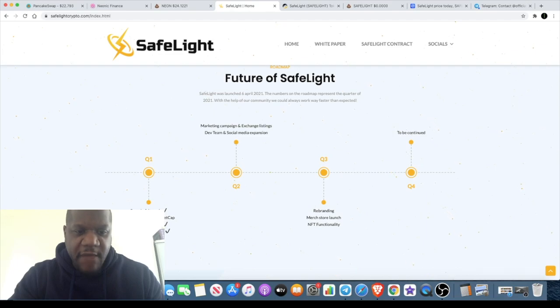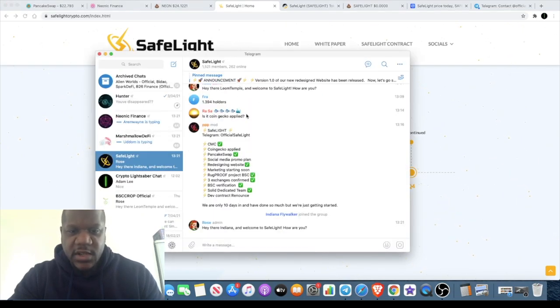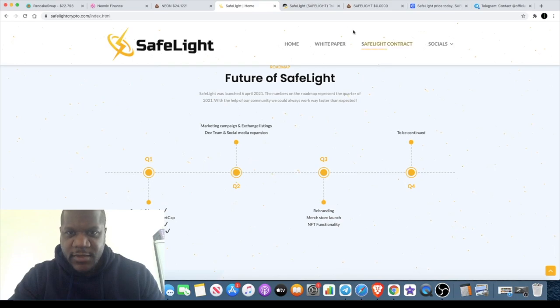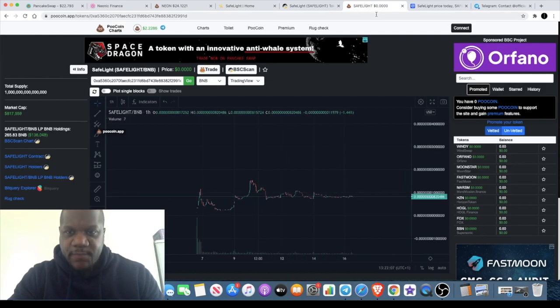In the roadmap, they talked about the redesign of the website. The contract has been renounced, so it's fully decentralized, and now we're just looking for the exchange listings to complete quarter one. In fact, we're in quarter two now, so they're ramping up the marketing campaign, the exchange listings, a dev team and social media expansion. Speaking of social media, there's 1,521 members in the Telegram group at the moment, so quite a community is building on that. These are the usual things that I look for in these projects, and we normally get a nice pump out of them when we're getting in at a decent position and when it's stabilized like this.